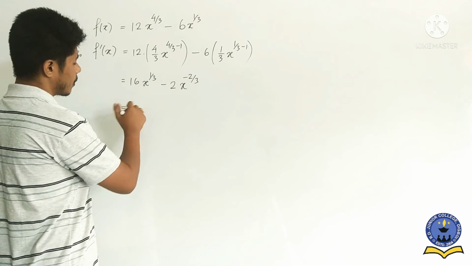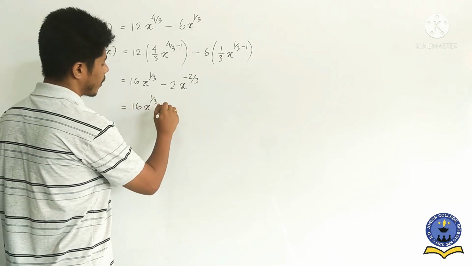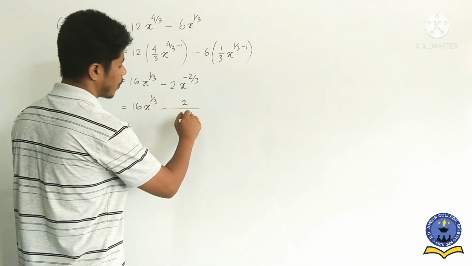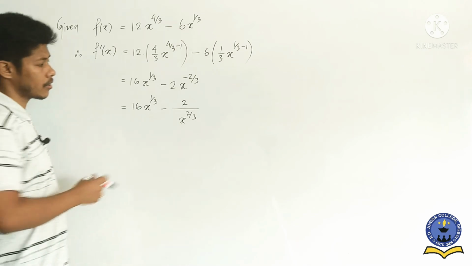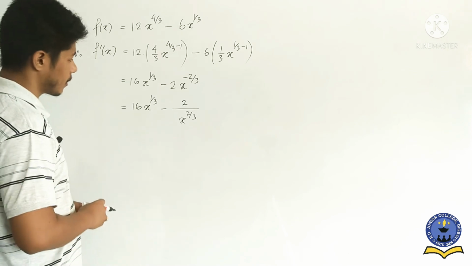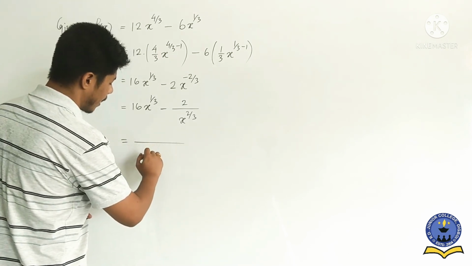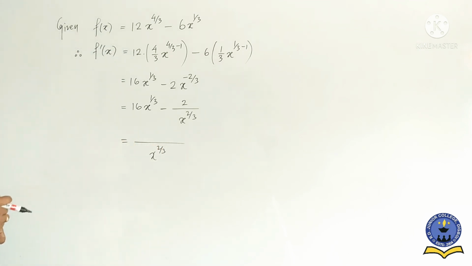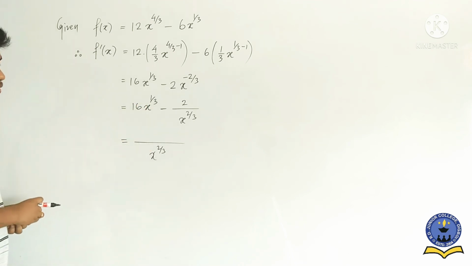So in this case, we write 16x^(1/3) minus 2 divided by x^(2/3). Because x^(-2/3) is there, we write x^(2/3) in the denominator. Now if we take the LCM, the LCM we get is x^(2/3), so this x^(1/3) we have to multiply with x^(2/3).